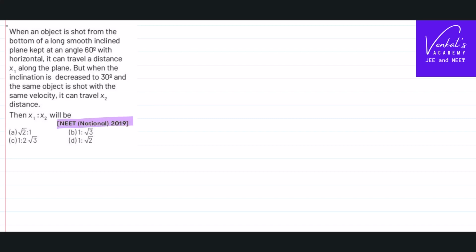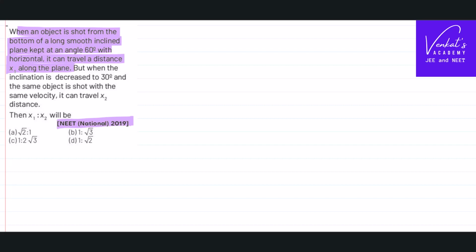We are solving a NEET 2019 question. It's from two-dimensional motion. Let us read what the problem is. An object is shot from the bottom of a long, smooth inclined plane, kept at an angle 60 degrees with the horizontal. It travels a distance x1 along the plane.